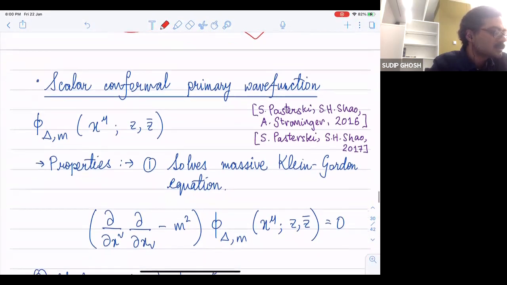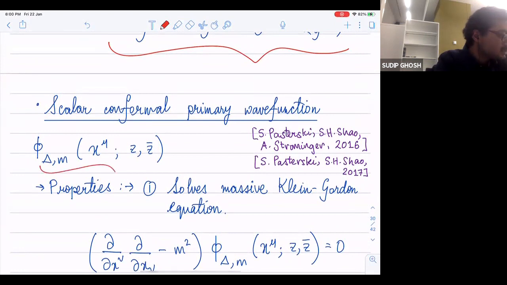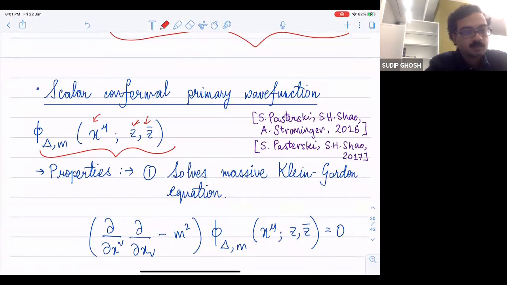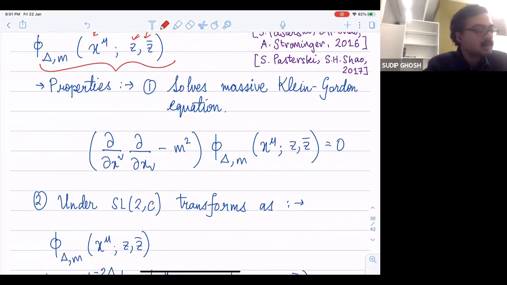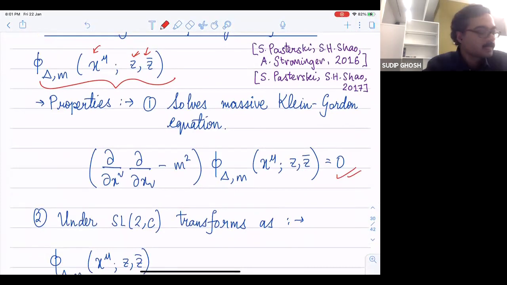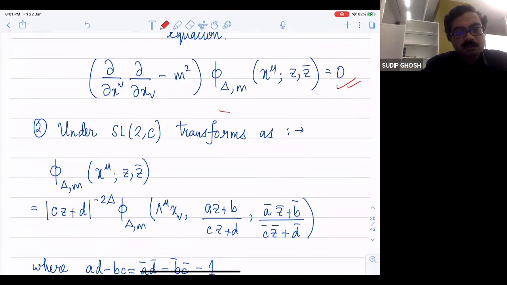In this case, let us also consider conformal primary wave functions, which would be the counterpart of our familiar plane waves. We seek objects of this form, a wave function characterized by some scaling dimension delta, which is a function of some bulk coordinate x^mu and some coordinates z, z-bar on the celestial sphere. We want this object to solve the massive Klein-Gordon equation, and we also want it to transform covariantly under the action of SL2C.